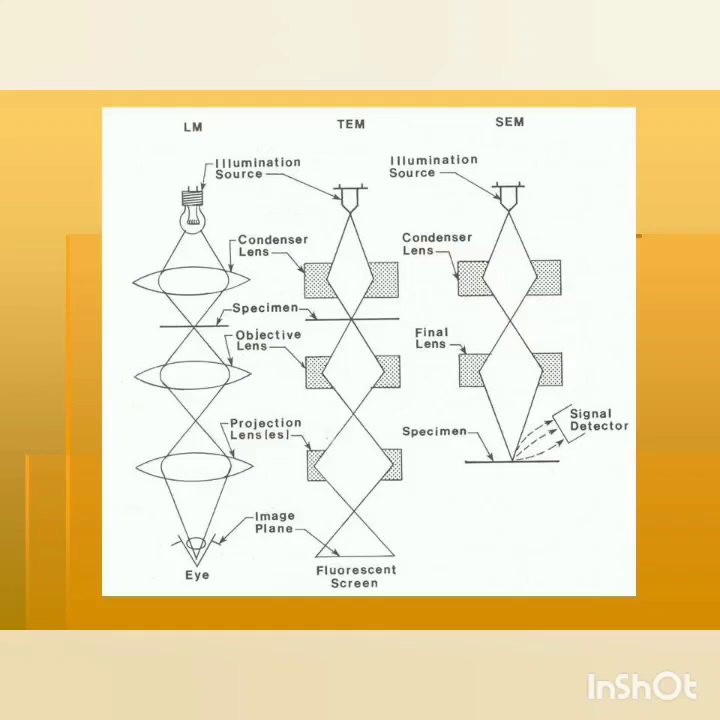There is a column in the microscope which is under high vacuum. There is a gun chamber in which a tungsten filament or lanthanum hexaboride filament is present, and because of thermionic emission the electrons are ejected out. The column of the electron microscope should be under high vacuum because the presence of even a little bit of air particles in the column will disturb the passage of electrons into the sample.